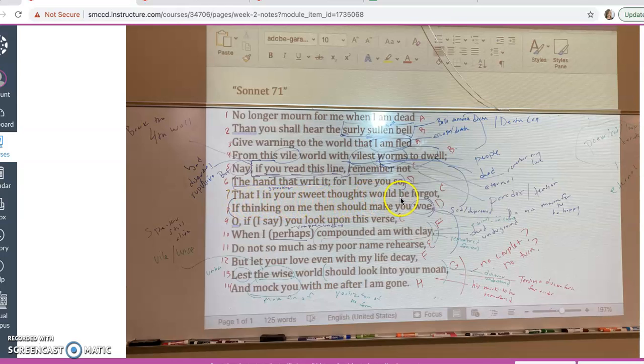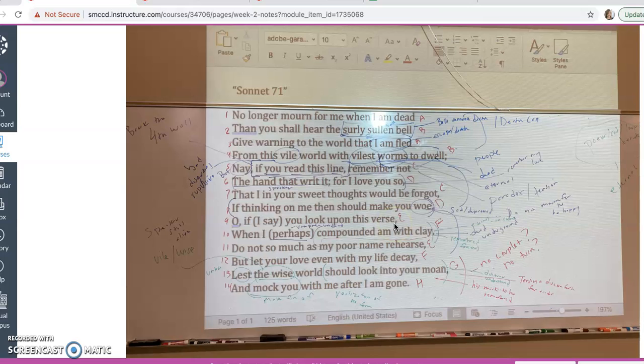That I in your sweet thoughts would be forgot, if thinking on me then should make you woe. So woe means sad or depressed. Basically, don't think about me if it's going to make you sad. Oh, if I say you look upon this verse, when I perhaps compounded am with clay. So again, it's like forget me. Oh, but wait, keep reading, right? Read it over and over.